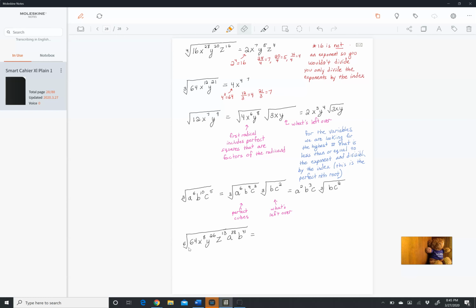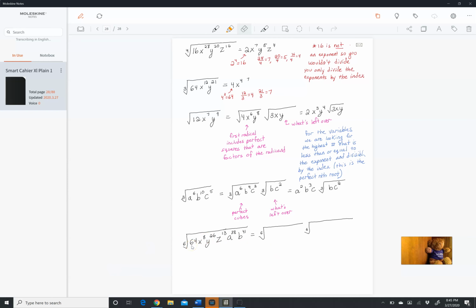Okay. Nothing is going to change here. Notice these are 6th roots. Okay, that's how we would say it. Our index is 6. So we're going to have two radicals here. Both of them are going to have indexes of 6. One of them is going to consist of our perfect 6th roots, and one of them is going to consist of what's left over. So hopefully I'm leaving enough room here. Okay, and we're just going to go piece by piece.